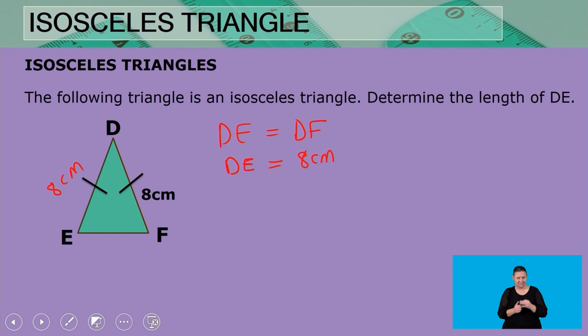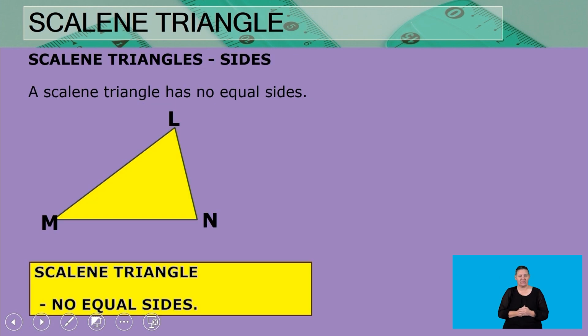Let's move on to the next type of triangle. Now, the next type of triangle here is a scalene triangle with no equal sides. So a scalene triangle has no equal sides at all. That means that this side and this side and this side are all not equal to each other. So there are no equal sides.